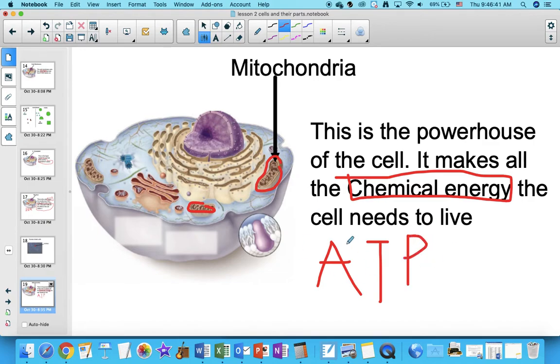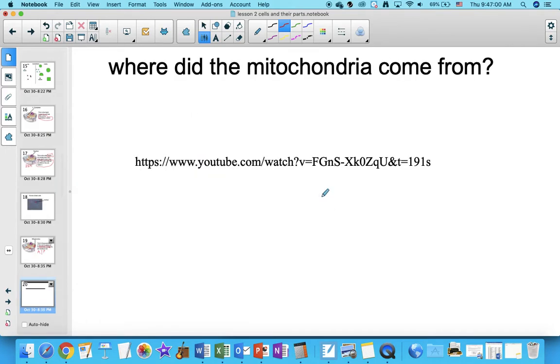Now, you don't need to know that, it's just a side interest thing. What you really need to know is just the mitochondria makes energy for the cell. And this is what it's called, ATP. And so the cell will make this ATP, and that's the energy the cell will use. So the mitochondria makes the energy for the cell. So this is a video that just talks about where the mitochondria comes from. It's more of an interesting side piece than something you need to know.